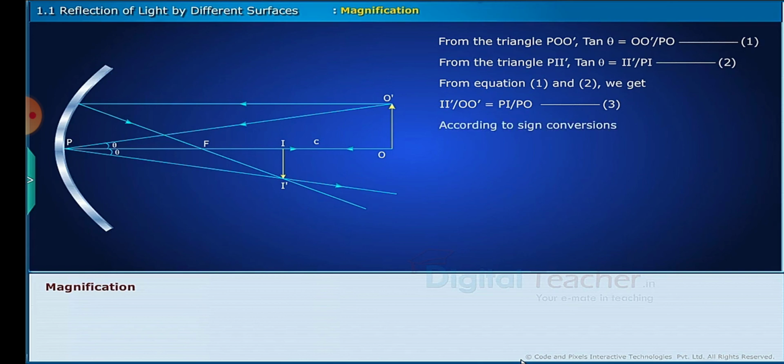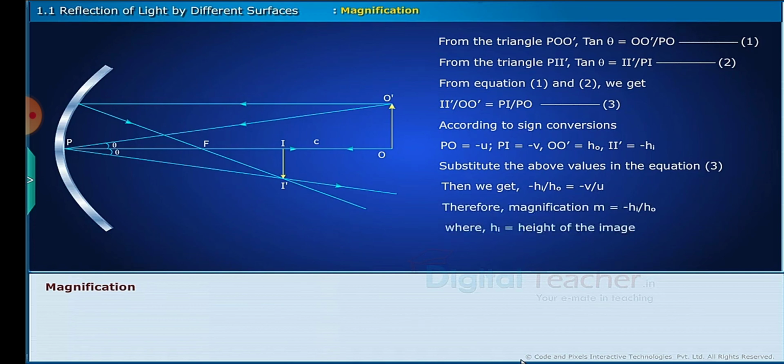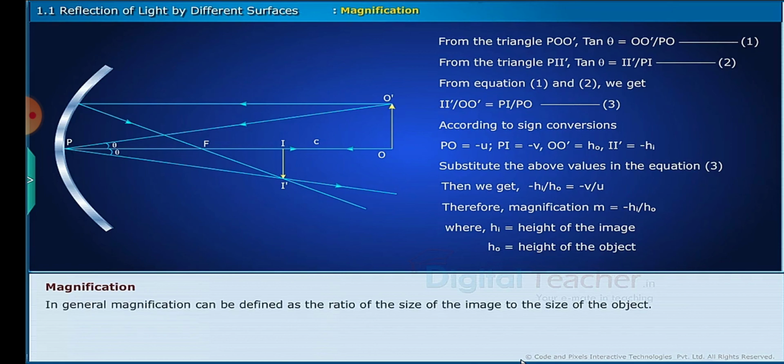According to sign convention, the object distance is minus u. Image distance is minus v. Height of the object is HO. Height of the image is minus HI. Substitute the above values in equation 3. Then we get minus HI by HO is equal to minus v by minus u. Therefore, magnification M is equal to HI by HO, where HI is the height of the image and HO is the height of the object. In general, magnification can be defined as the ratio of the size of the image to the size of the object. That is, magnification M is equal to minus v by u.